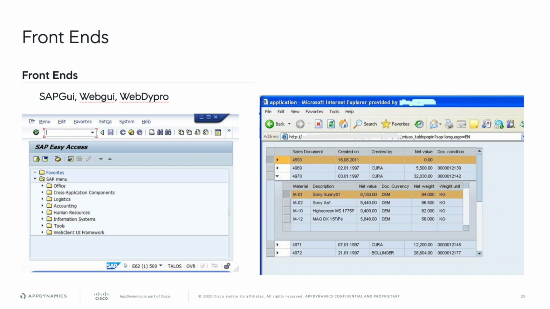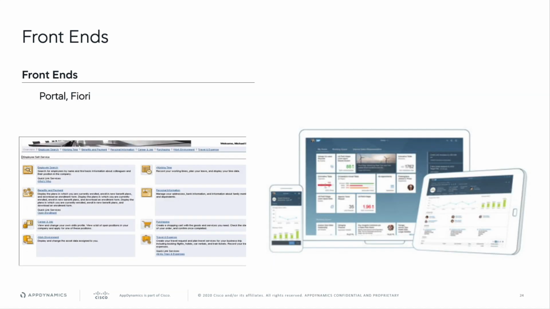SAP has also released a web-based version of this GUI called the Web GUI. And although it looks like the SAP GUI, it does have limitations and therefore is hardly used. The third option is meant for users that just need to run reports. This is called Web Dynpro. Another report-only interface is called the SAP Portal, which I mentioned earlier.